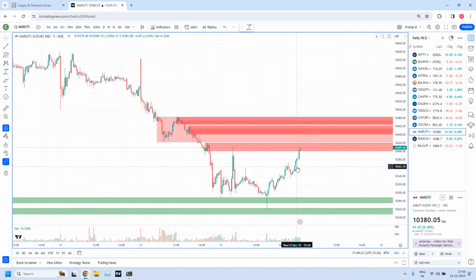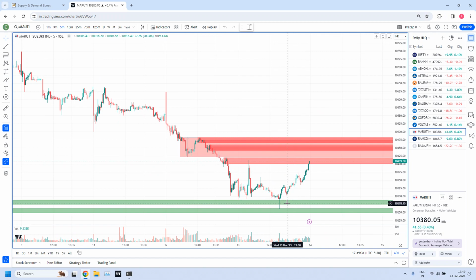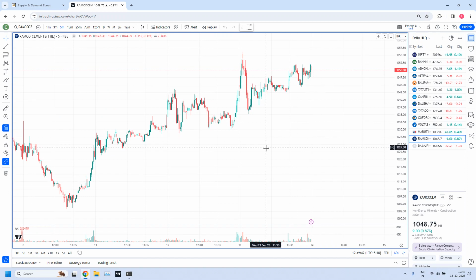So that's why learning these traps is very, very important, bull traps and bear traps. So this is another interesting learning. And next one is Ramco Cement from our Monday's list. Why am I showing this? Because yesterday we discussed Ramco Cement. I have shown you the fine-tuned zone.